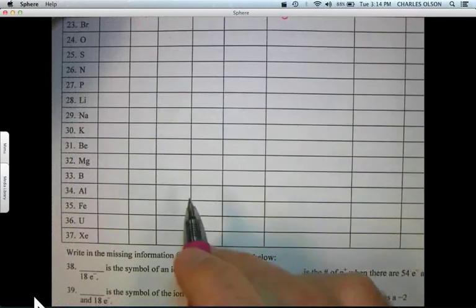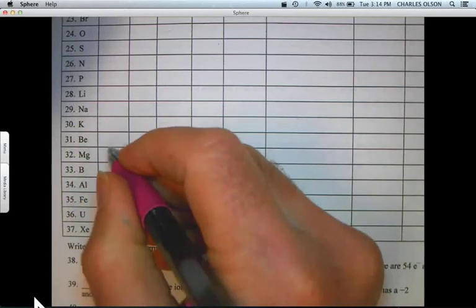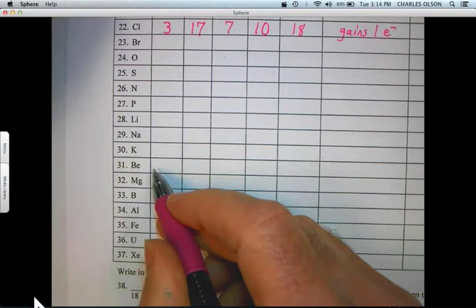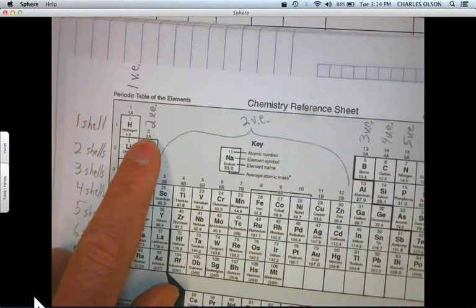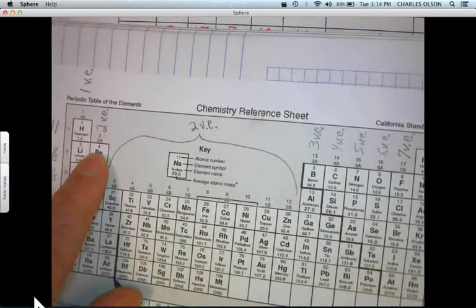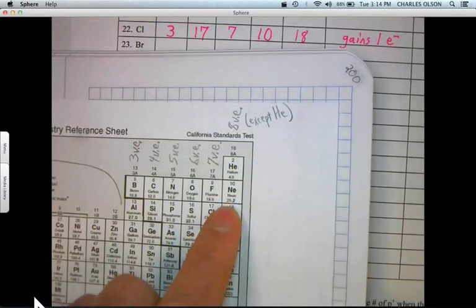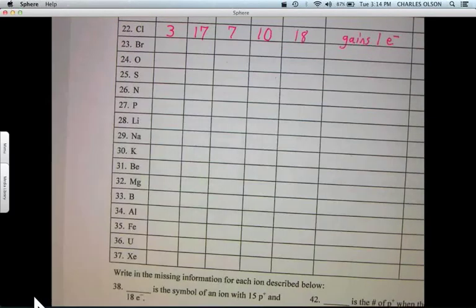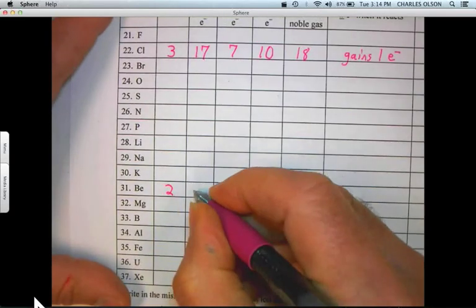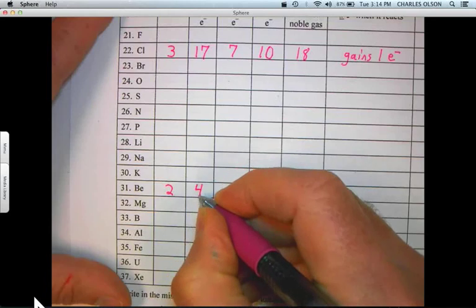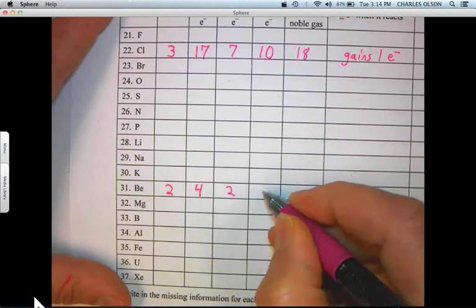This time, let's do a metal. Let's do beryllium. The number of shells, let's take a look at beryllium. 2 shells and 2 valence electrons. And at atomic number 4, it's between helium with 2 and neon with 10. Alright, so answering the questions for beryllium, the number of shells is 2, the total number of electrons is 4, and it's got 2 valence electrons. 4 minus 2 is 2 core electrons.